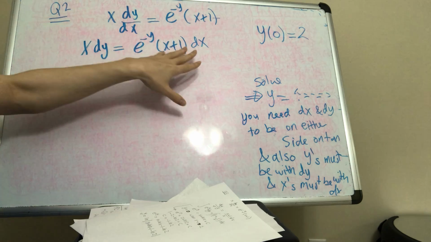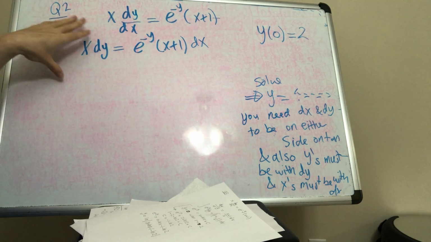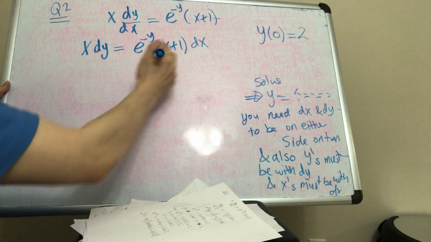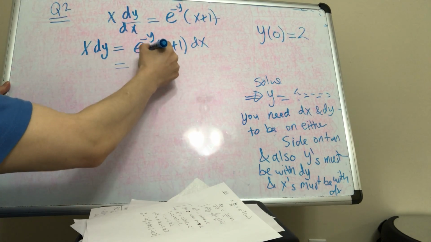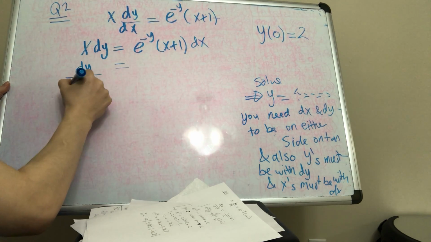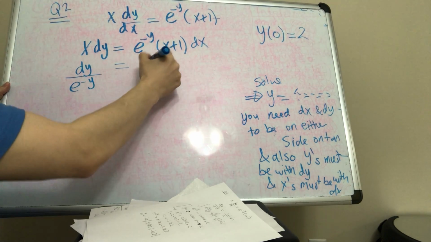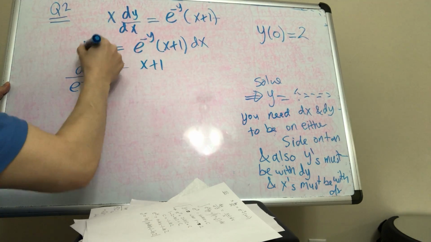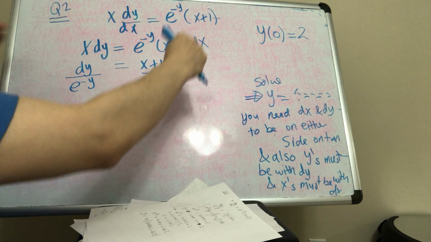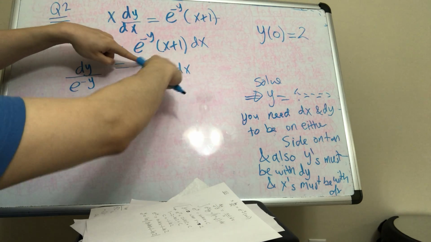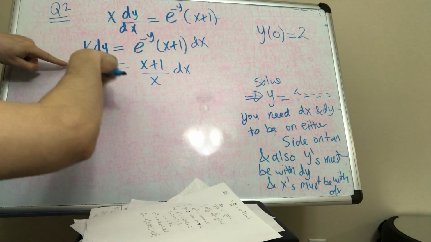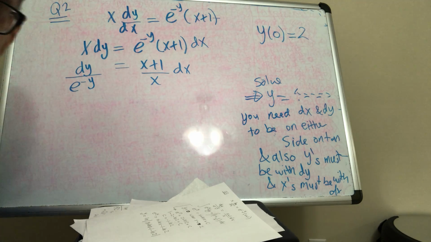But I've got to have the x with the dx and the y with the dy. So I'm going to divide this and divide this. I'm going to bring this and divide it here, and same for this one, bring the x to the bottom to divide. So I have the dy on top, I have the x's together with the dx, and I have the y's with the dy's.